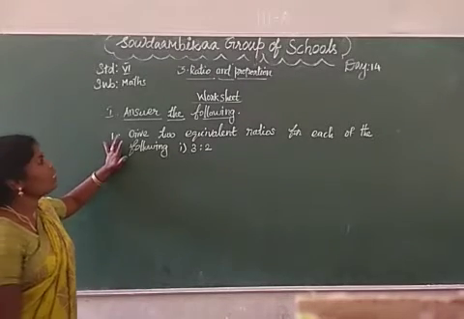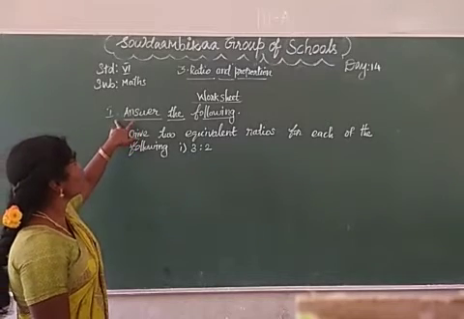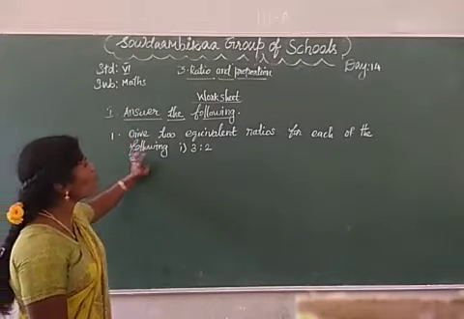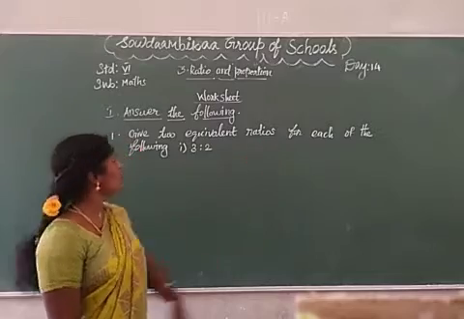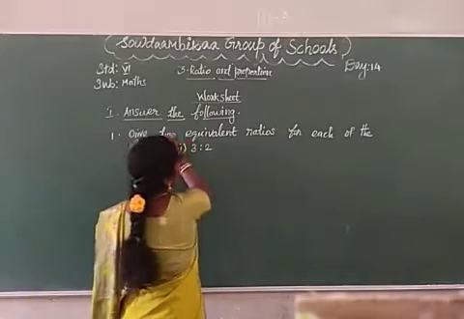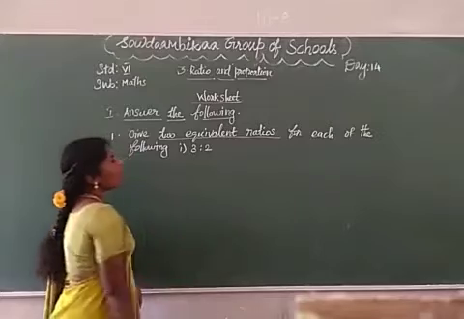Now check the answer key. Okay, the worksheet. The first one, answer the following. The first sum, give two equivalent ratios for each of the following. Okay, give two equivalent ratios. The first sum, 3:2.